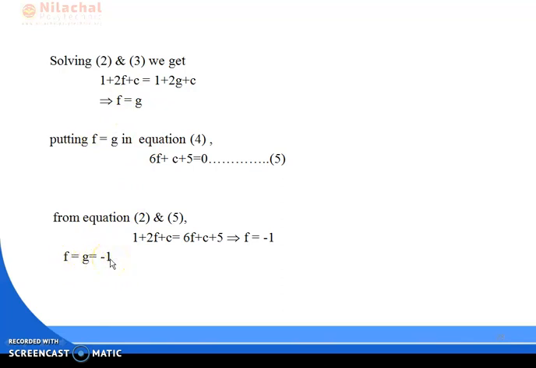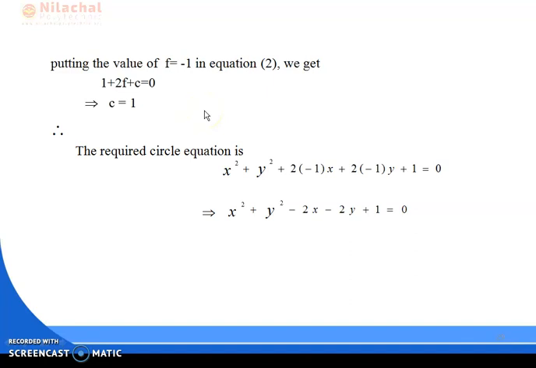So now we have already found out the f and g values. Next is the c value. How do we find the c value? Putting the value of f as minus 1 in equation number 2, what do we get now? Instead of f we put down minus 1, then we get c equals 1. So the c value is 1, and the f and g values are minus 1. We have found out the g, f and c values.